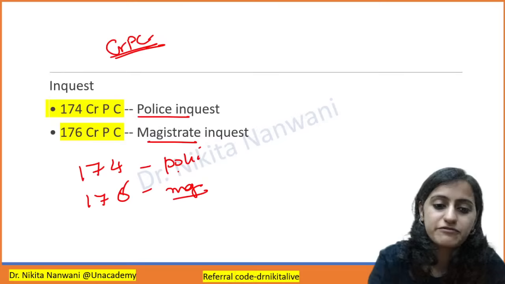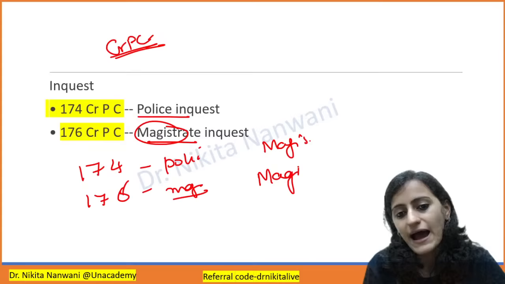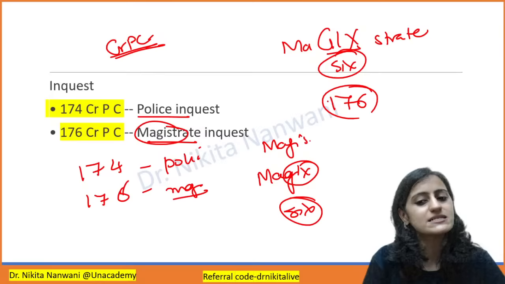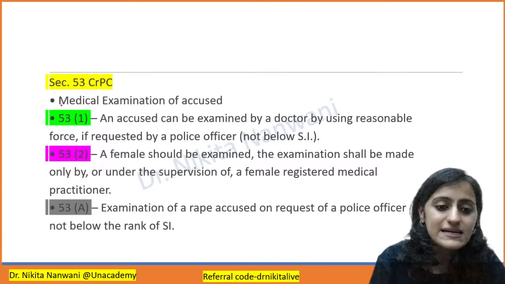So remember this. Magistrate, you can remember as magics. That is basically 6. So remember magistrate, you call it as magic ki budget. Call it as magistrate, that is number 6. So you know that magistrate is 176. So police is 174.